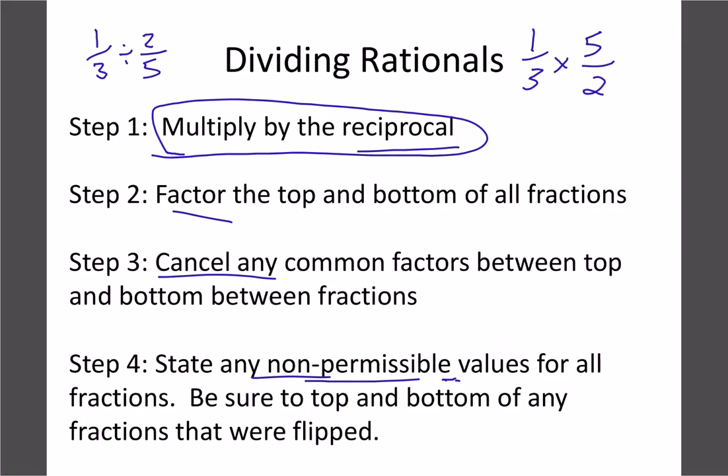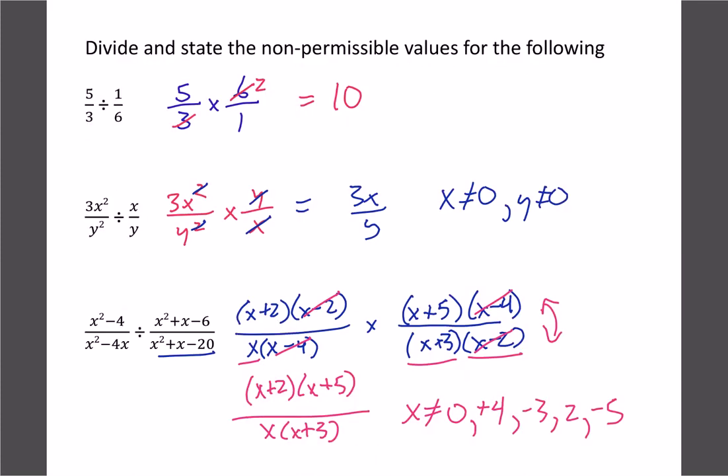So if we go back to the notes here, you can see our non-permissibles for the fractions, be sure to include the top and the bottom for any fractions that were flipped. Because we're flipping it, the bottom and the top become important. So let's do a couple more examples.